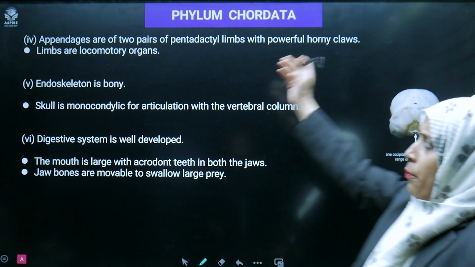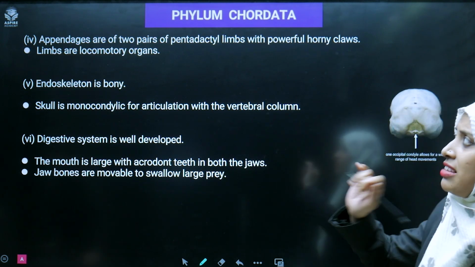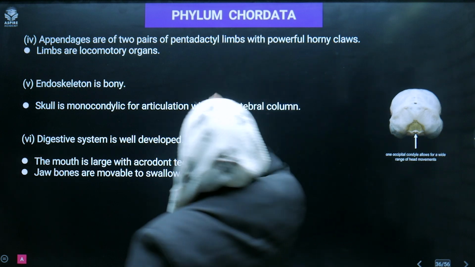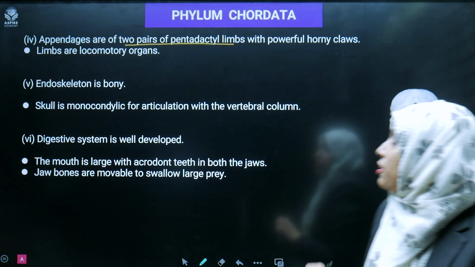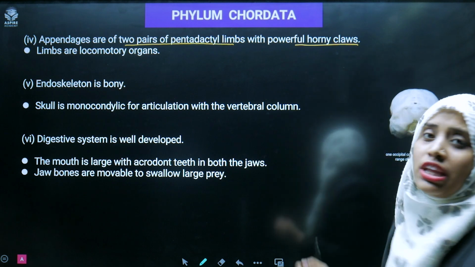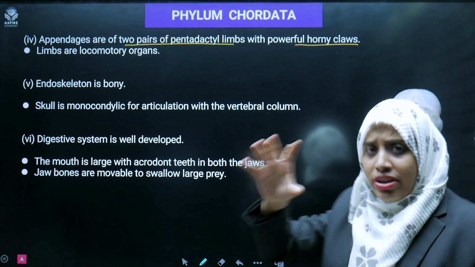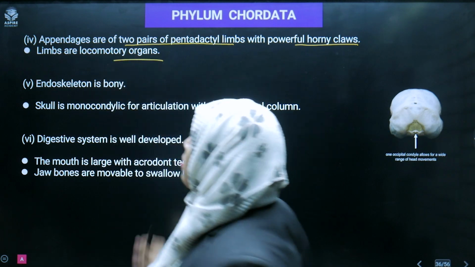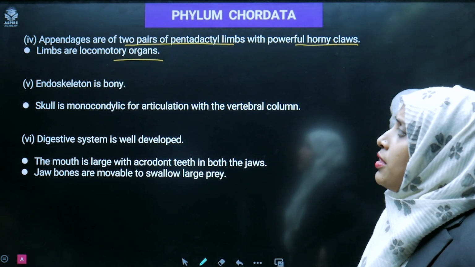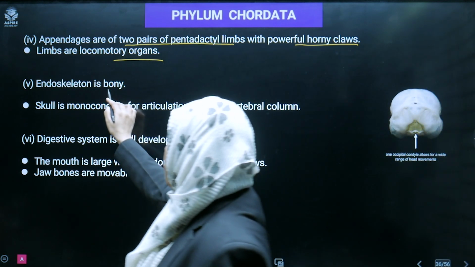Now appendages are of 2 pairs. The appendages of reptiles are in 2 pairs, and pentadactyl limbs are present with powerful horny claws. Claws are very powerful and horny to have a clutch. So limbs are the locomotory organs in the reptiles.